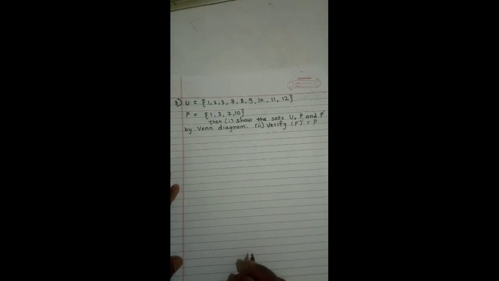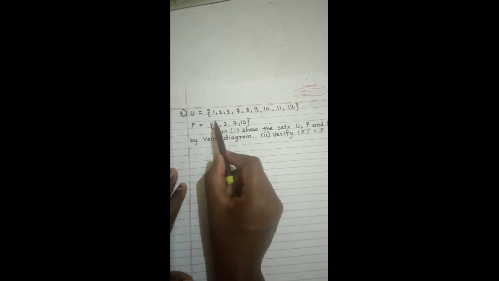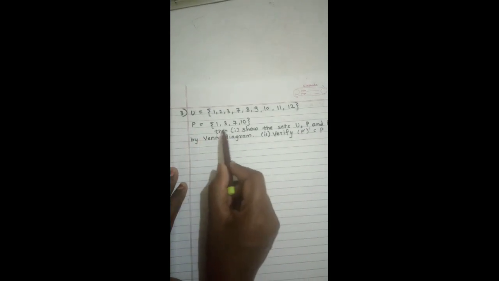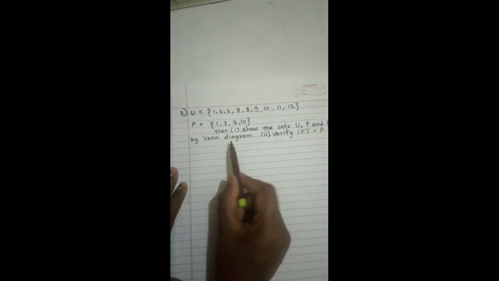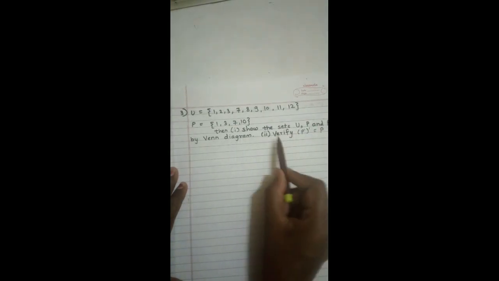Let's solve another problem. U is a universal set 1, 2, 3, 7, 8, 9, 10, 11, 12 and P is a set 1, 3, 7, 10. Then first show the sets U, P and P complement by Venn diagram, and second we have to verify P complement of P complement equal to P.